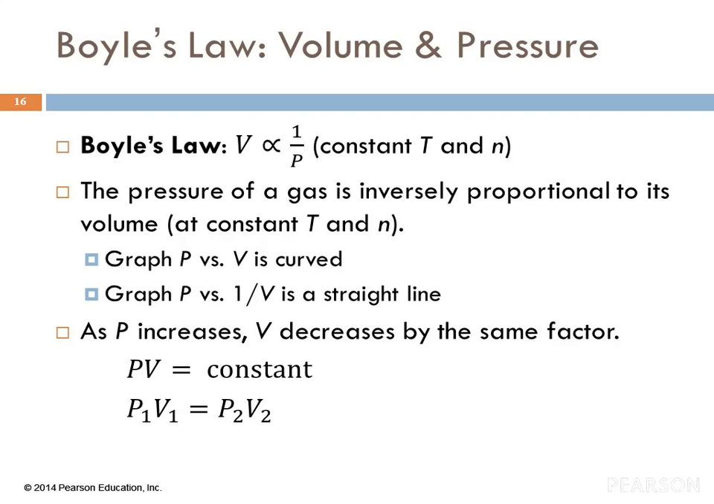The graph of P versus V, pressure versus volume, is curved. Actually, that graph was volume versus pressure. If you take those numbers and graph 1 over V, or P versus 1 over V, or V versus 1 over P, what you end up with is a straight line. And I keep meaning to put an actual graph like that in here, and I keep forgetting.